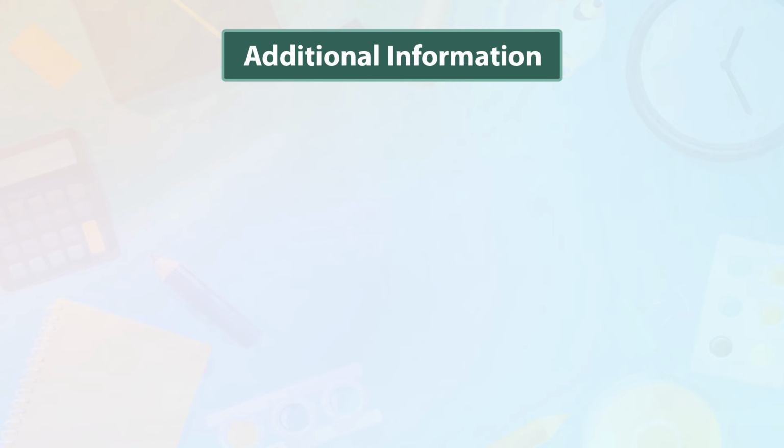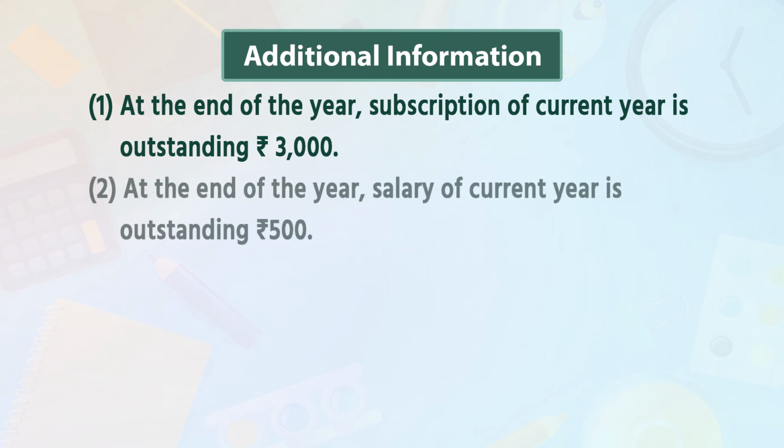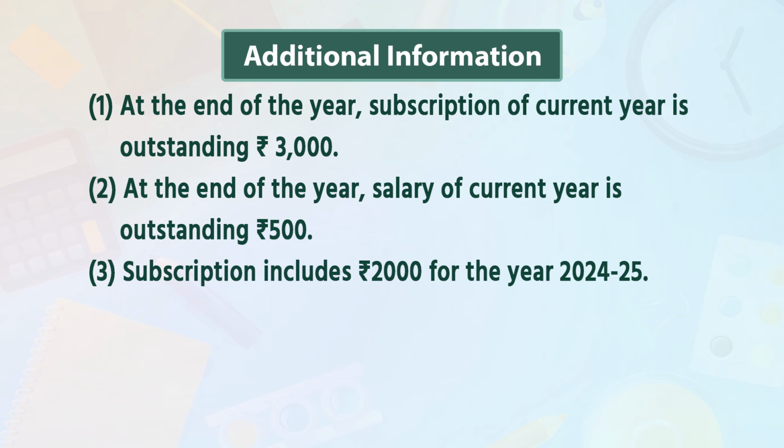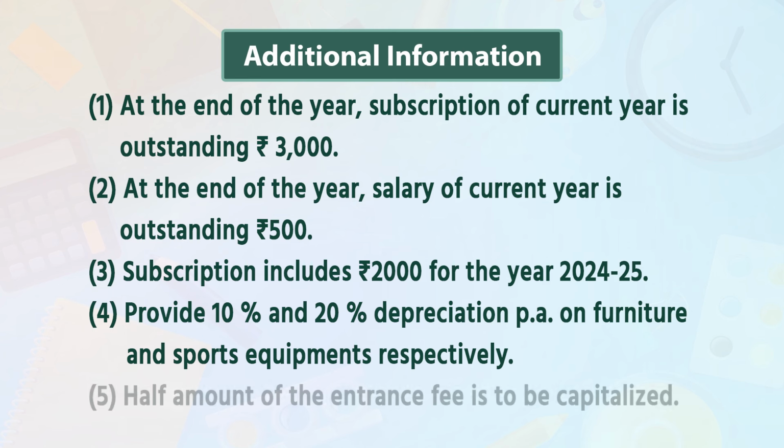Additional information. First point, at the end of the year, subscription of current year is outstanding, rupees 3,000. Next point, at the end of the year, salary of current year is outstanding, rupees 500. Third point, subscription includes rupees 2,000 for the year 24-25. Next, provide 10% and 20% depreciation per annum on furniture and sports equipment respectively. Next point, half the amount of entrance fees is to be capitalized. Now we will see the answer and explanation part of this question.